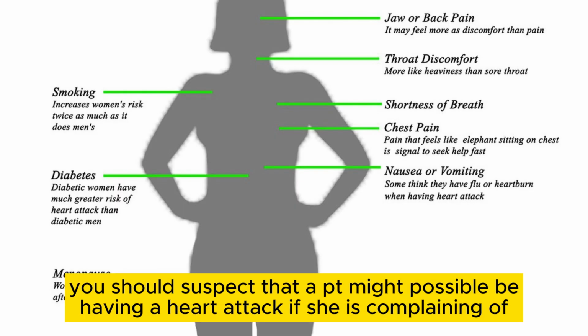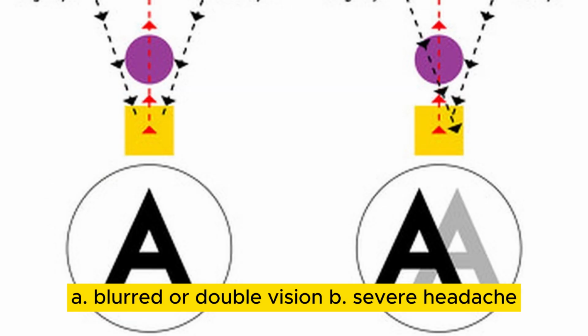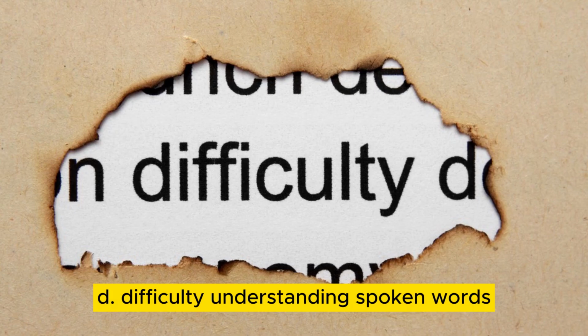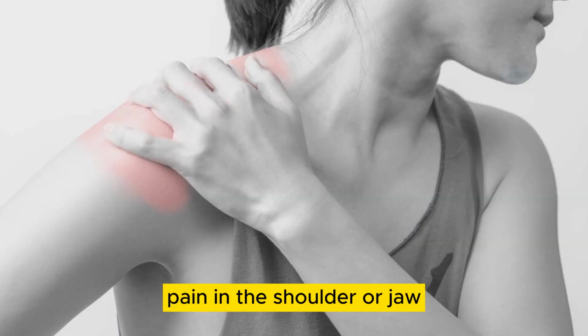You should suspect that a PT might possibly be having a heart attack if she is complaining of A. Blurred or double vision. B. Severe headache. C. Pain in the shoulder or jaw. D. Difficulty understanding spoken words. Pain in the shoulder or jaw.